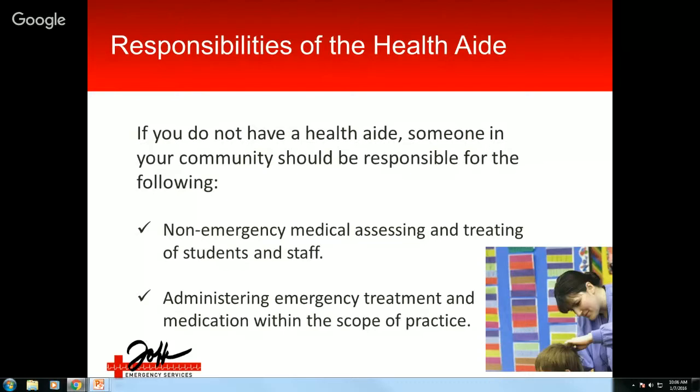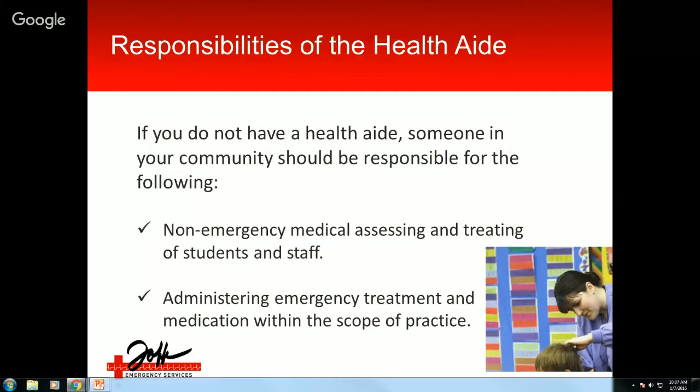So what we'll do is we'll start with really the primary responsibility, and that's making sure that the students are taken care of from a health perspective. And that's going to start with non-emergency medical assessing and treating of both students and staff. So this can be anything that really a primary nurse would take care of.